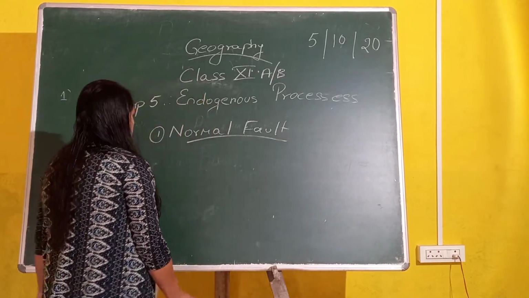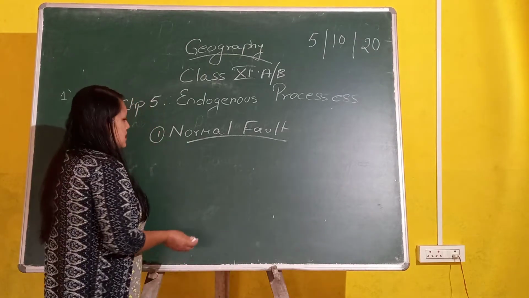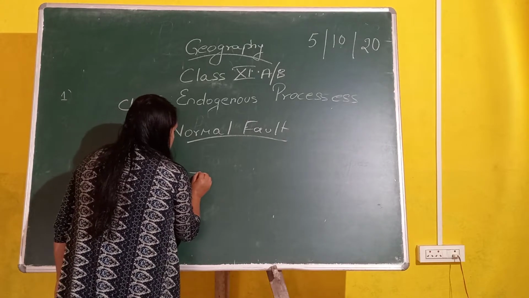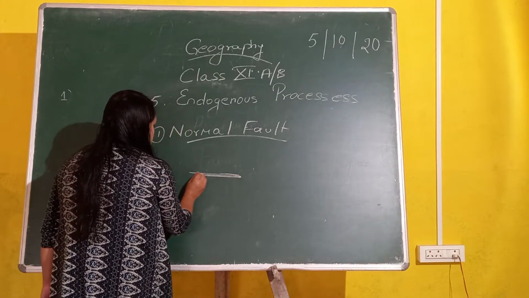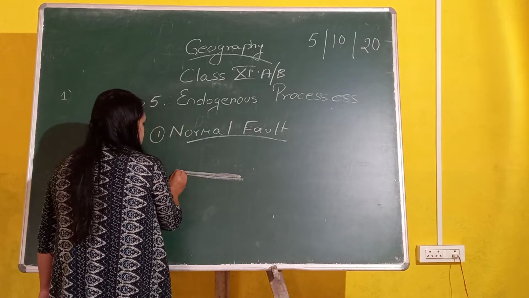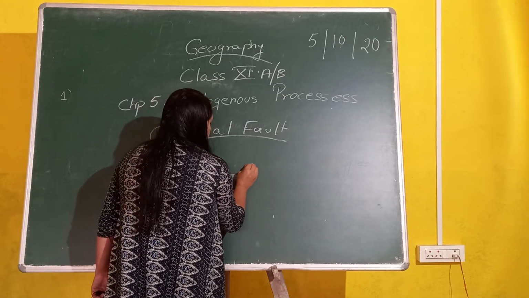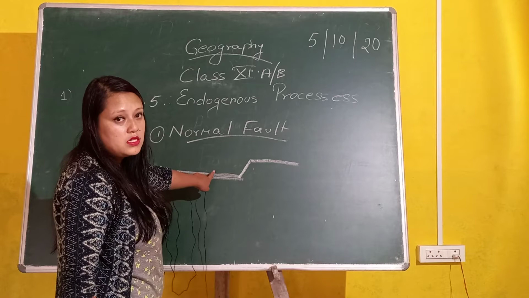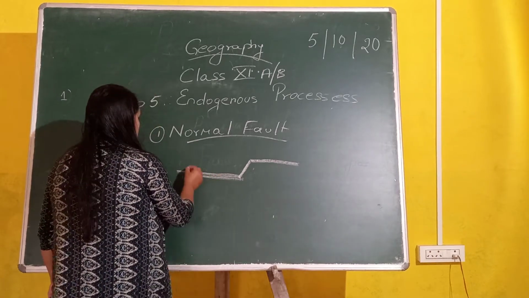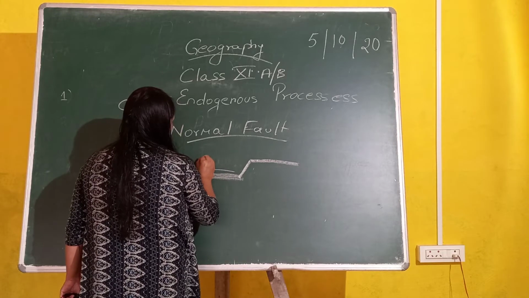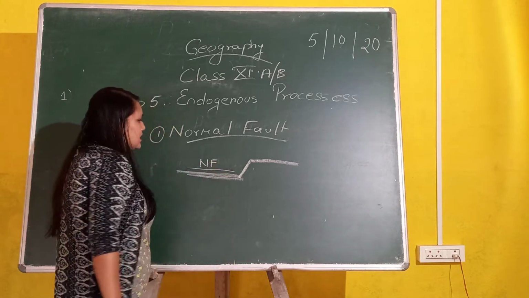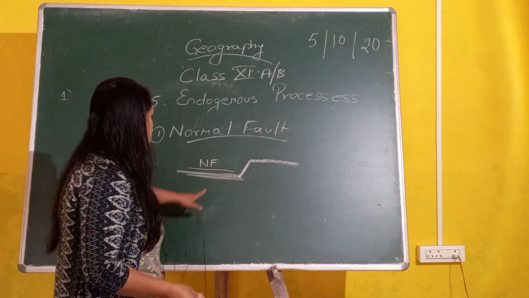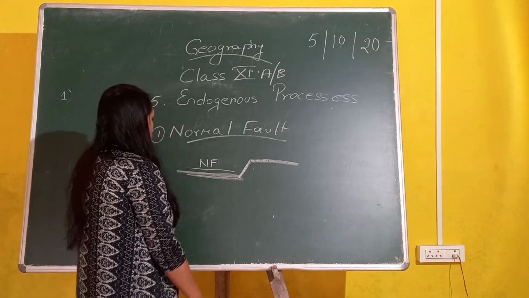Now in this type of fault, the force is acting in the opposite direction. So what happens is, most of the land remains as it is, but there is a part of the land which is elevated. This is known as the normal fault, and this type of normal fault is extremely rare. If you look at page number 86, it is given.